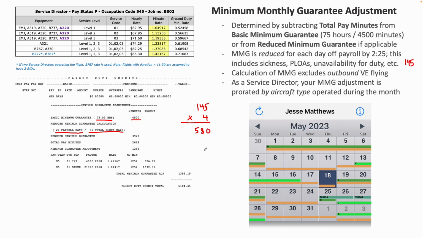So then the last thing to do is to subtract 580 from 4,500 and make sure that my reduced minimum guarantee is reflective of that number. And indeed, when subtracting 580 from 4,500, we get 3,920 as my reduced minimum guarantee to begin with for the month.